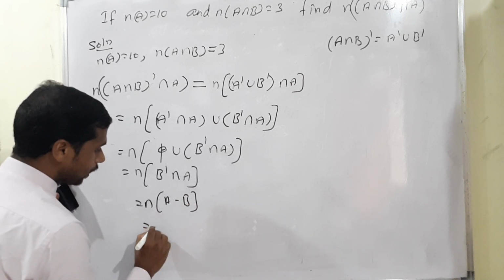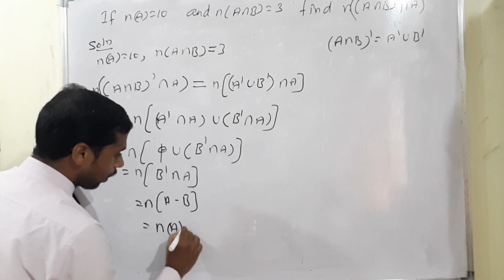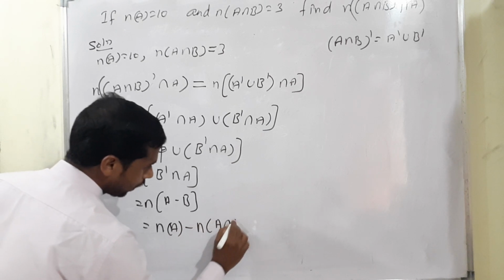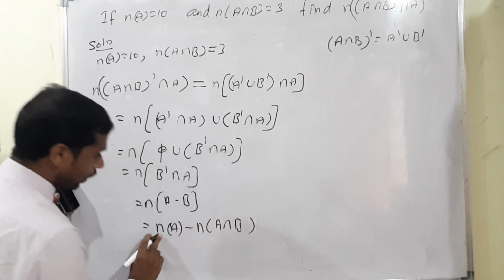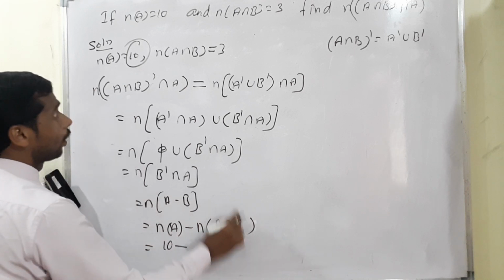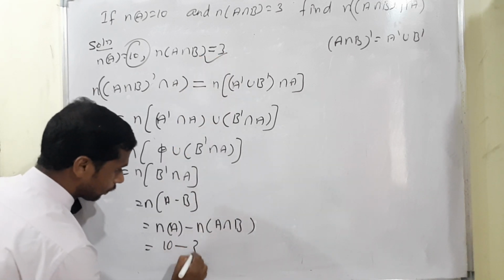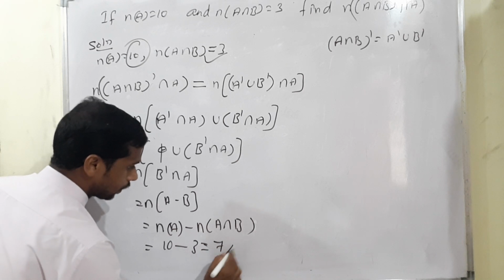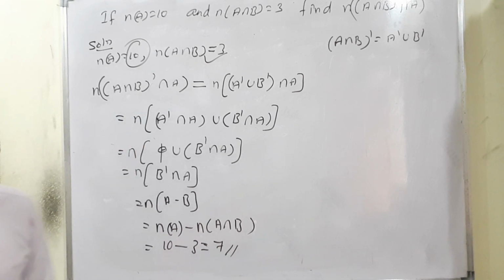So number of A minus B formula: number of A minus number of A intersection B. Number of A is equal to the given value. What is the value? 10 minus number of A intersection B is equal to 3. Therefore, 10 minus 3 is equal to 7. Okay. I will continue the next problem.